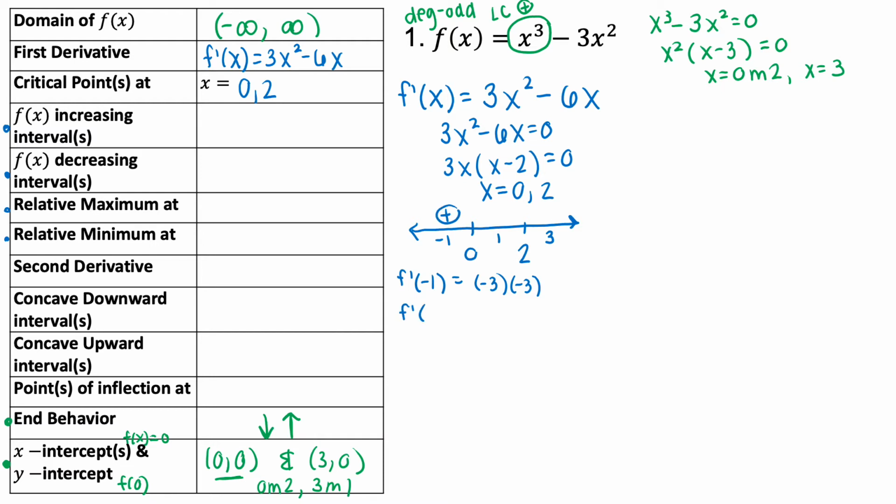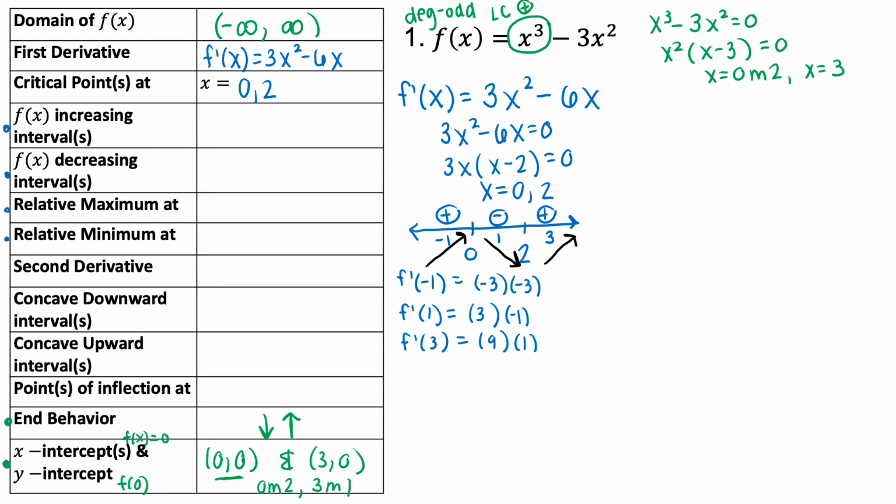Also evaluating at 1, we get 3 times 1 is just 3, and 1 minus 2 is -1. There we go, that's a negative. And evaluating at 3, we get 3 times 3 is 9, and 3 minus 2 is 1. That's a positive, so we can identify our function is increasing, then decreasing, and then increasing again.